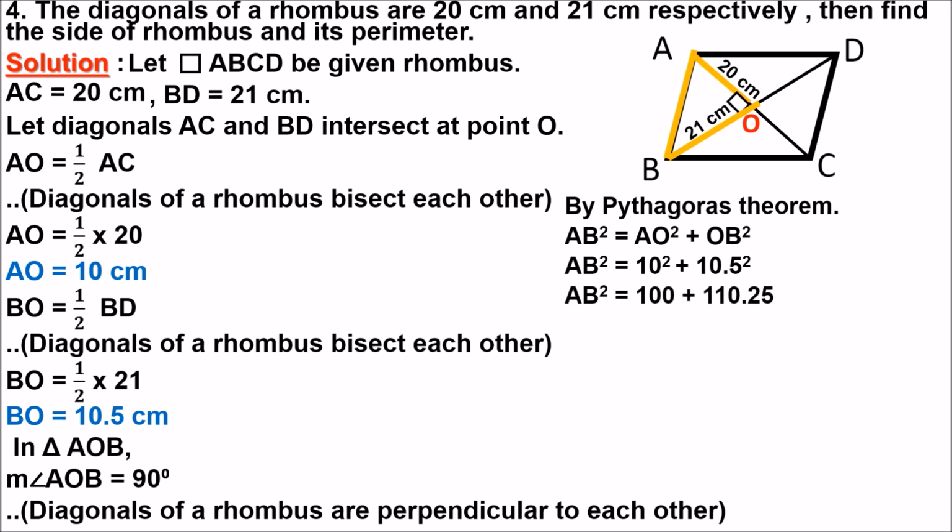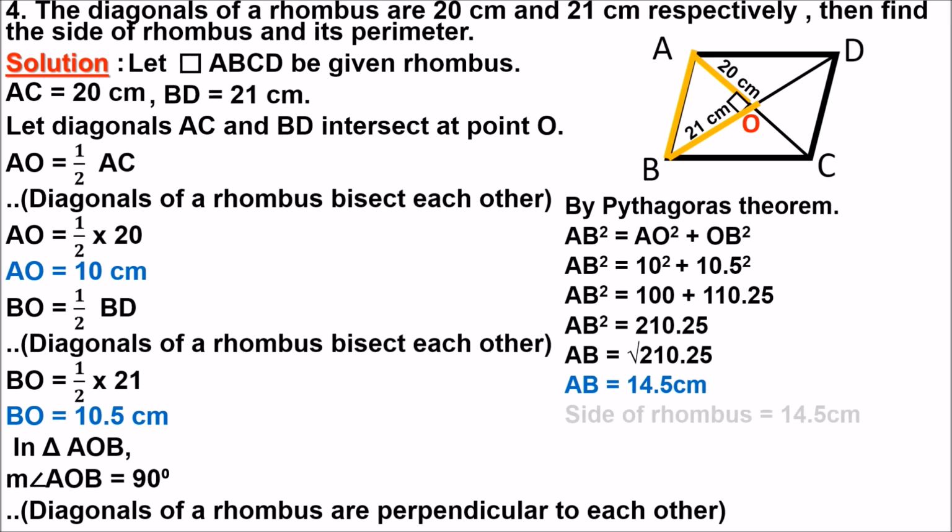So we will get AB square equals square of 10 is 100 and square of 10.5 is 110.25. Now we will add 100 with 110.25. We will get 210.25. So AB square equals 210.25. Therefore AB equals square root of 210.25. Now we will find the square root of 210.25 and the answer is 14.5 centimeters. So we got here the length of AB, and AB is a side of the rhombus. So we got the first answer, side of the rhombus, that is 14.5 centimeter.